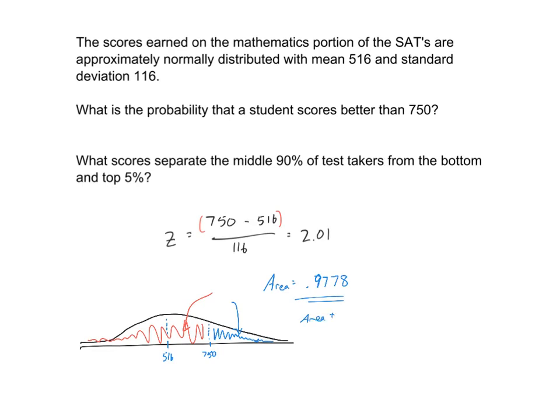And that's the area to the left. And for the area to the right of that z-score, we're going to take 1 minus 0.9778. And we get 0.0222, or about 2%. So there's about a 2% chance that a student scores better than 750 on the SATs.